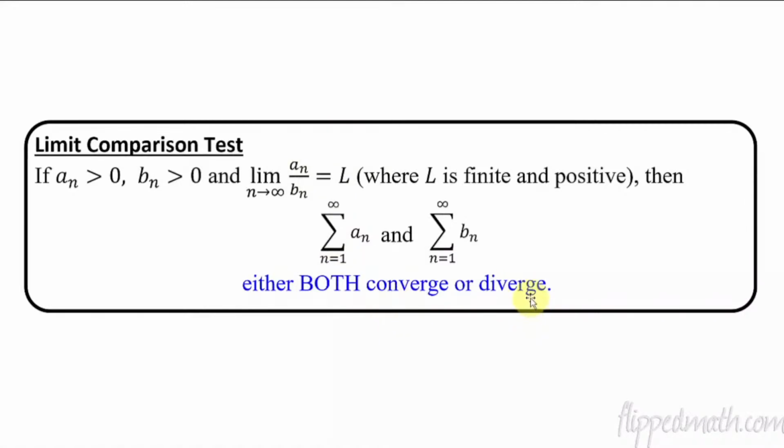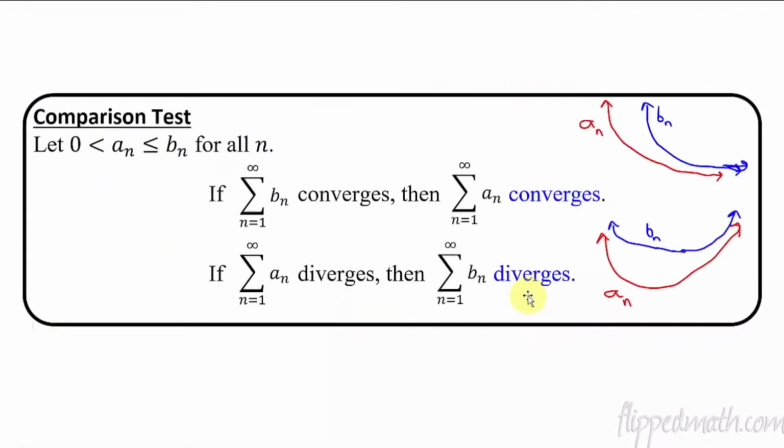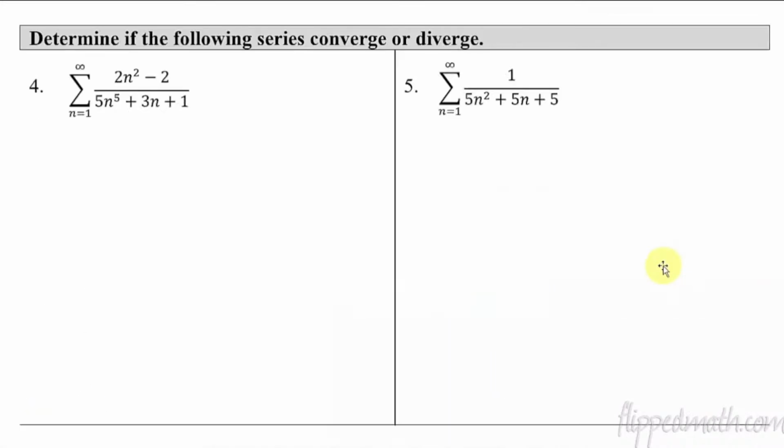Okay, so it's a bit different than the other one where you had to know which one was smaller and which one's larger, and then the convergence or divergence depended on which one was on bottom or top. So this is going to be a bit different. So let's take an example with this one.